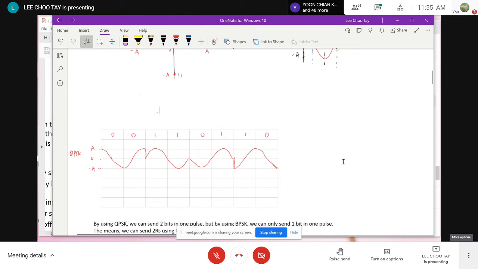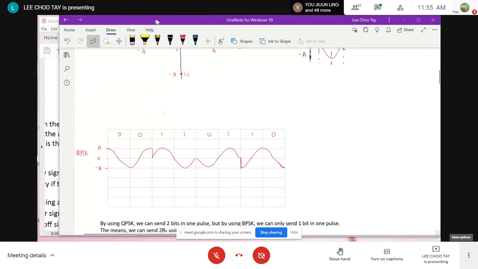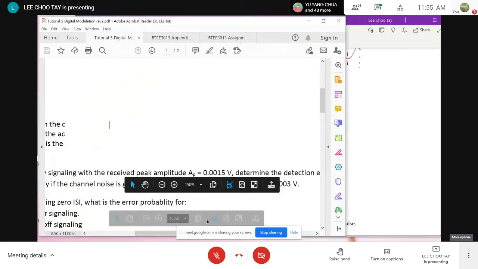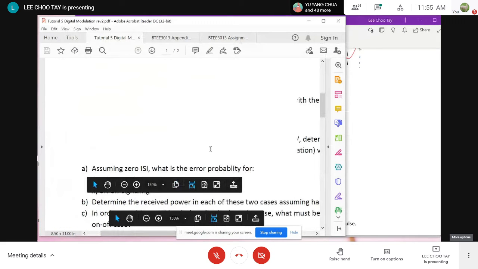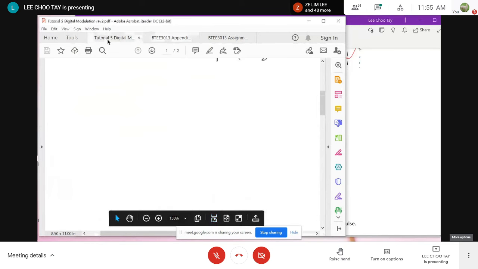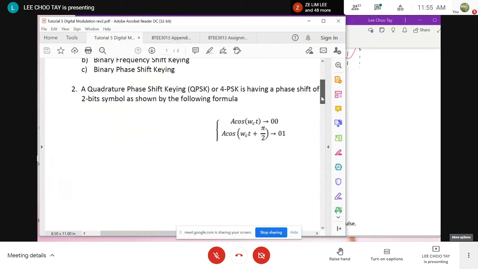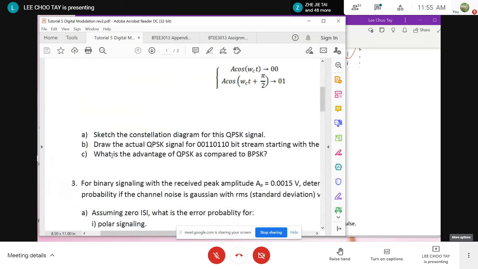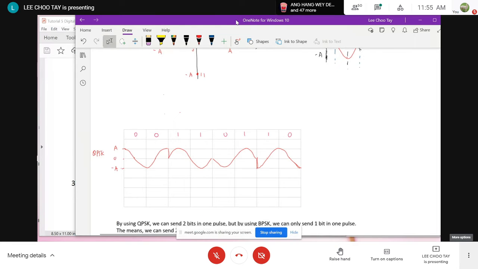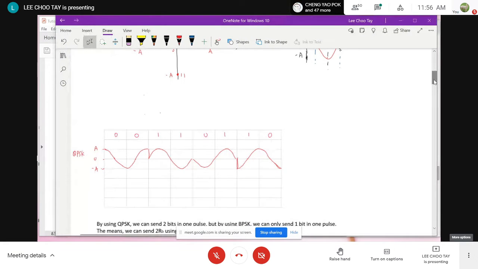I think I'll continue with the discussion first, then you take down the answer later, yeah? For part C, you are asked to answer this question: what is the advantage of QPSK as compared to BPSK? To know the advantage, you're going to compare this QPSK waveform to the BPSK waveform that you drew up there.